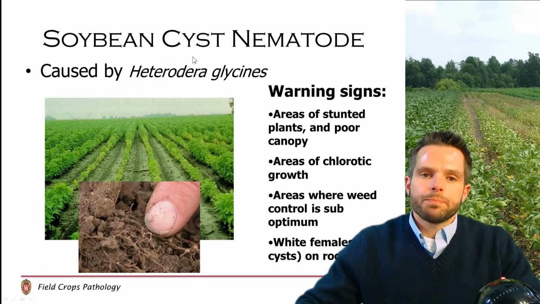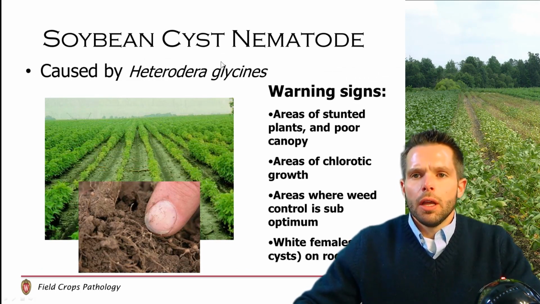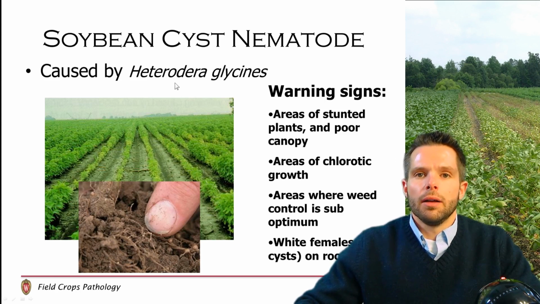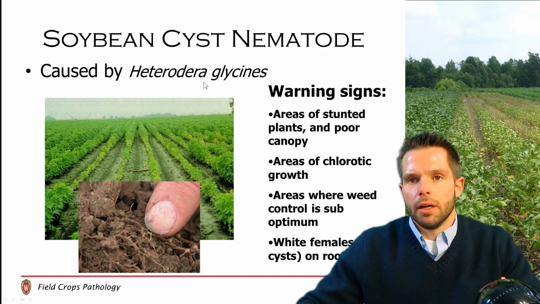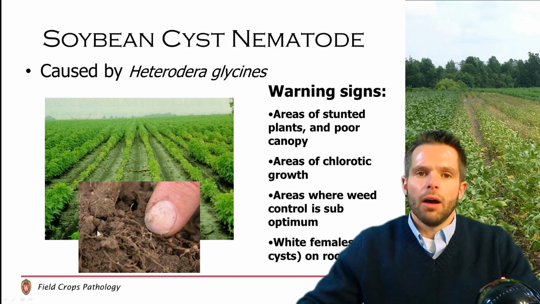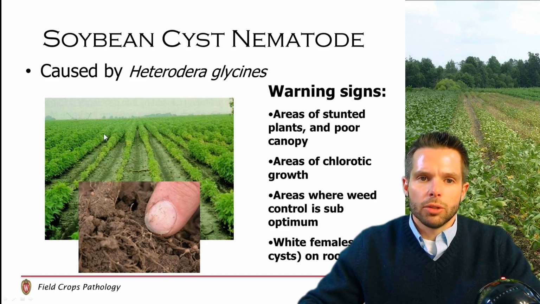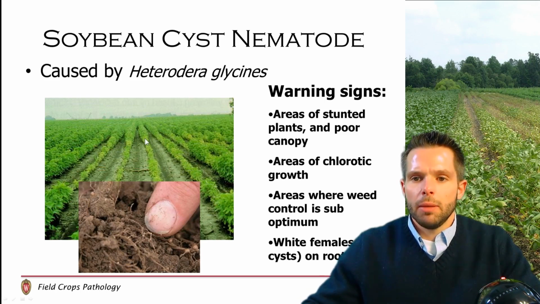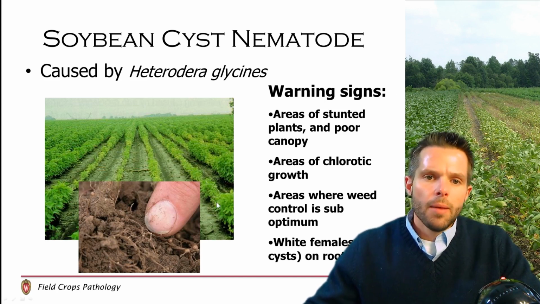Switching gears, another soil issue that we do see in soybean is soybean cyst nematode, which is caused by the nematode species Heterodera glycines. Now, warning signs that you may have soybean cyst nematode include these areas of stunted growth in a field, or yellowing that you might see in these locations. They can typically be localized, and you might have various patches throughout the field.